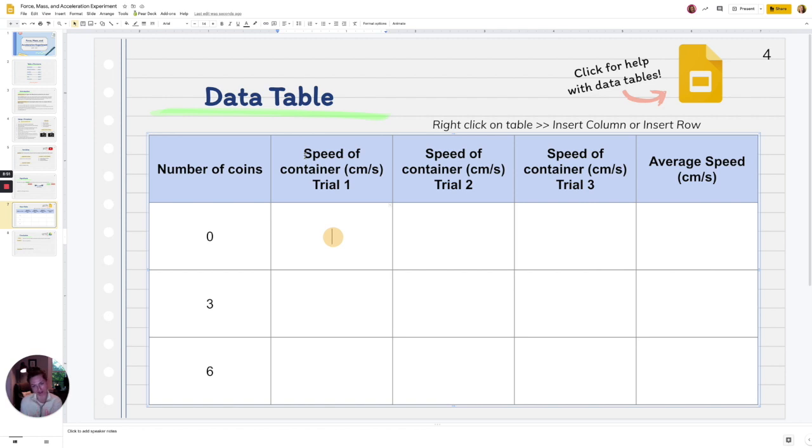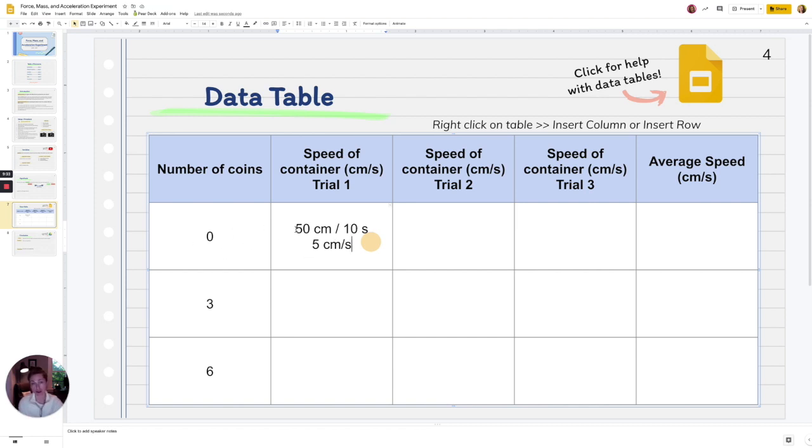So here's how you're going to figure out the speed. You're going to say, well, the container traveled 50 centimeters in however many seconds. So let's say in this first trial it took 10 seconds. That's 50 centimeters in 10 seconds. In order to figure out speed, you always just divide distance by time. So 50 divided by 10. So that means my answer would be 5, and then since it's centimeters divided by seconds, centimeters per second. So that is the speed of the container if it took 10 seconds to go 50 centimeters.